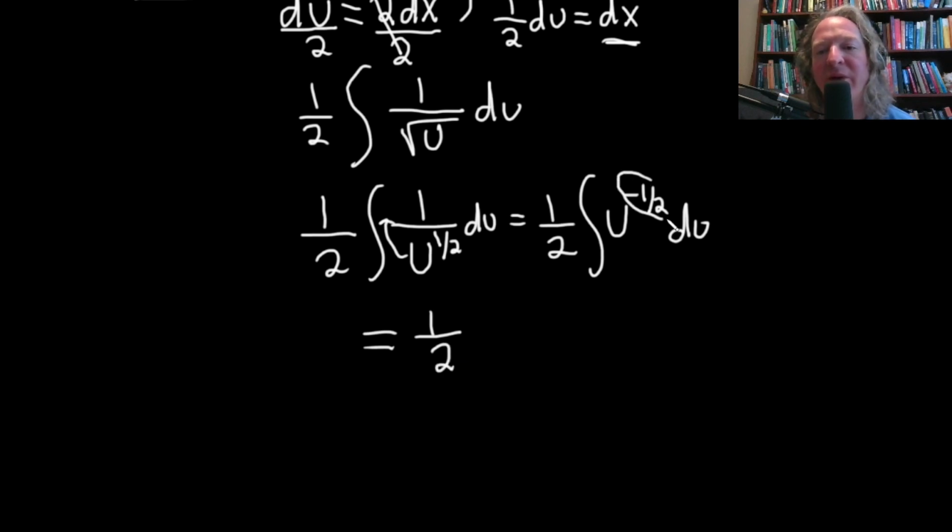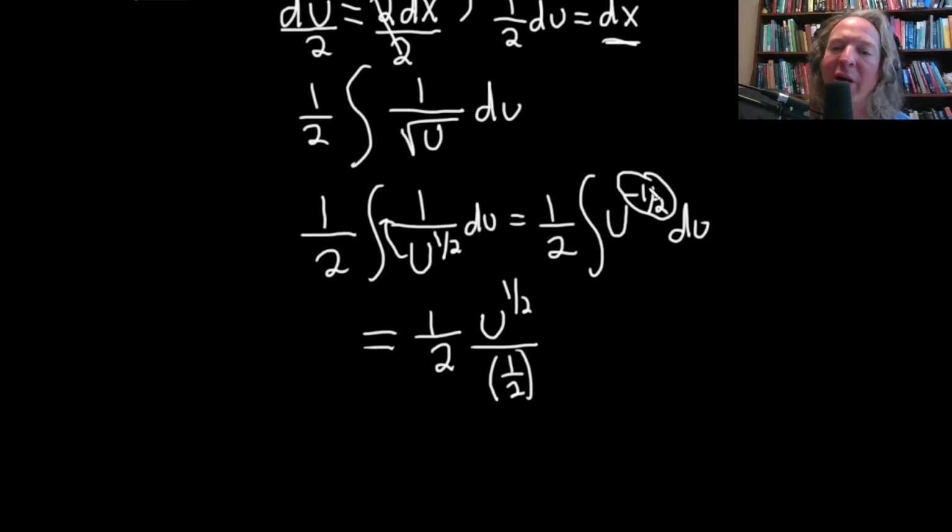Remember, you take this number and add 1. So 1 plus negative 1/2 is 1/2. And then you also divide by the result. That's called the power rule. You just always add 1 to whatever is there. And then plus our constant of integration, capital C.